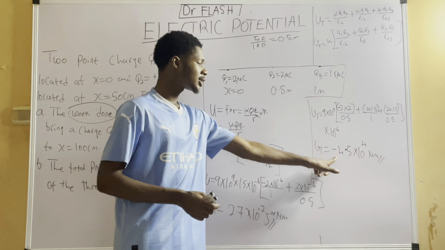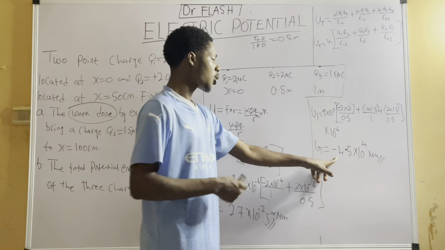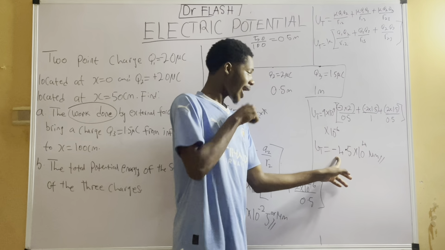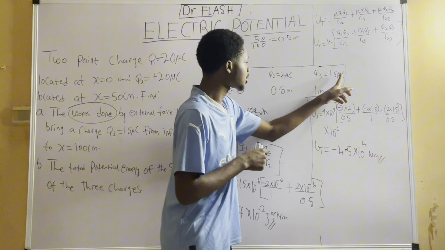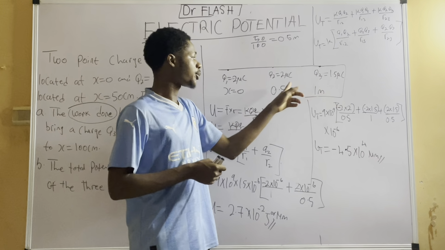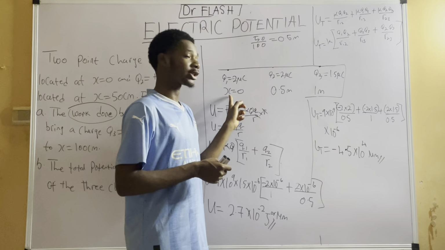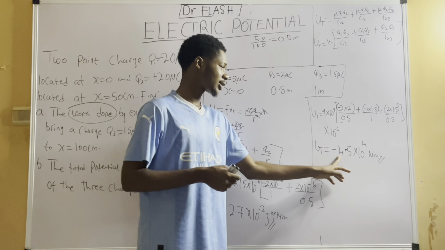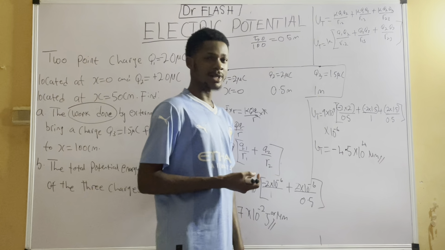Now this negative sign, what does it tell us? It simply tells us that work is required to be added in order for us to push this charge from infinity down to a point of 100 centimeters from the charge Q1 in the electric field. That is what this negative sign simply tells us. So that is how problems like this are solved.